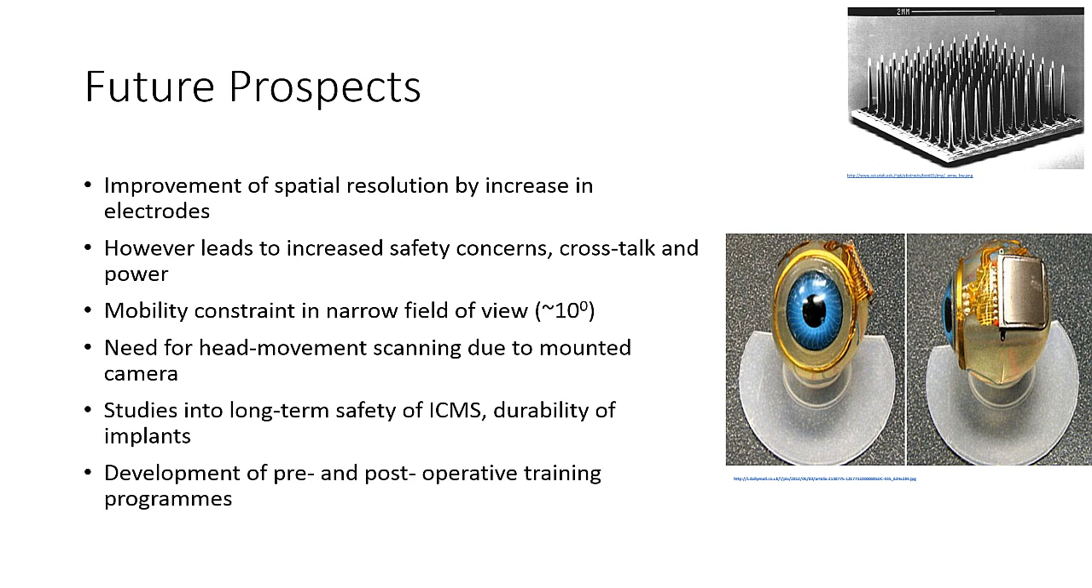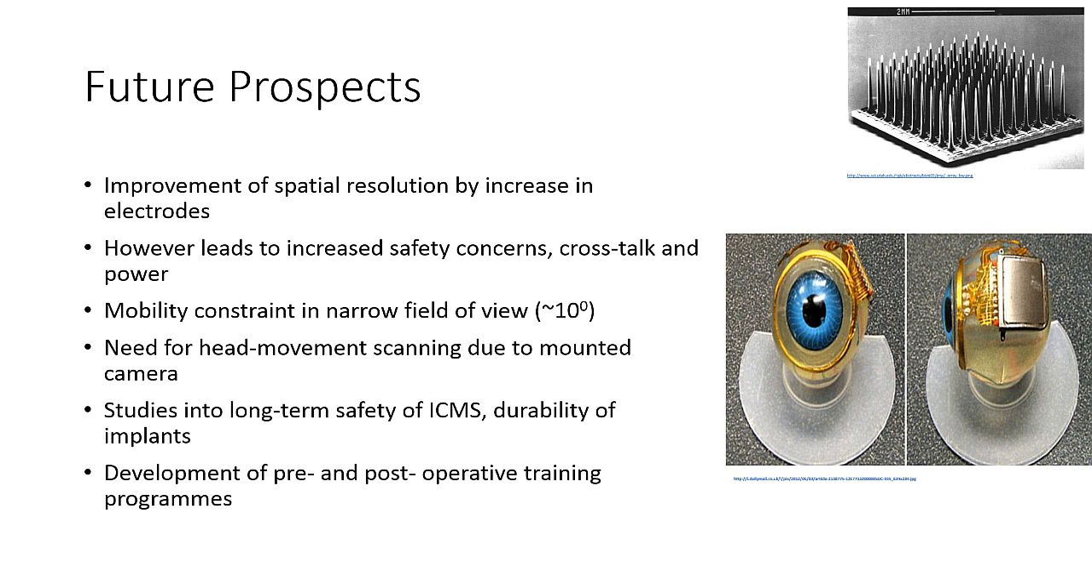Future prospects include improvement of spatial resolution by increasing the number of electrodes, as can be shown in the top right figure, which is the Utah microelectrode array consisting of up to 96 electrodes, and is one of the go-to devices in order to do research in this field of neuronal stimulation. However, with increased electrodes, you have increased safety concerns, greater crosstalk, and larger power consumption, which all need to be addressed. There is also a mobility constraint in which most of the phosphenes are produced within a very narrow field of view, approximately 10 degrees. There would be a need to see if this could be extended in some way.